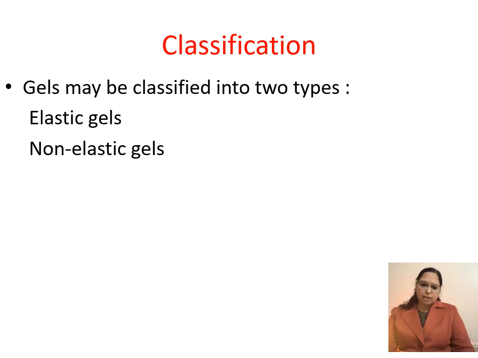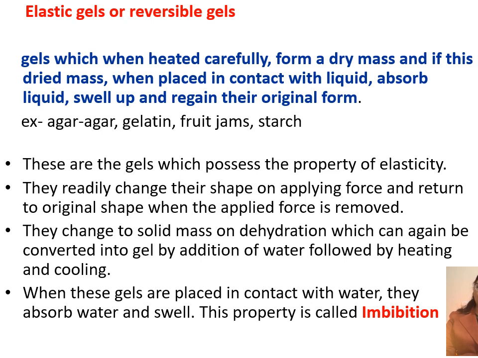If we classify gels, they can be classified into two types on the basis of their elastic properties. They can be either elastic gels or non-elastic gels. Elastic gels are also known as reversible gels. So these are the gels which possess the property of elasticity. They readily change their shape on applying force and return to original shape when the applied force is removed.